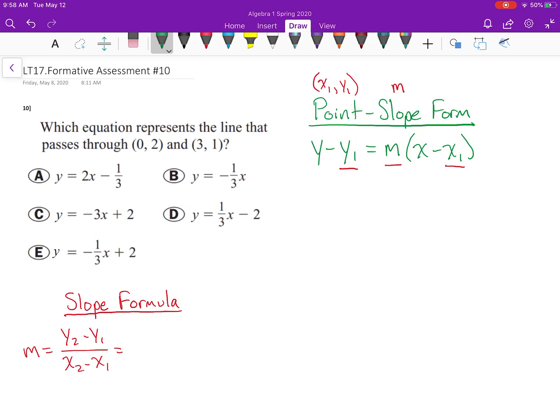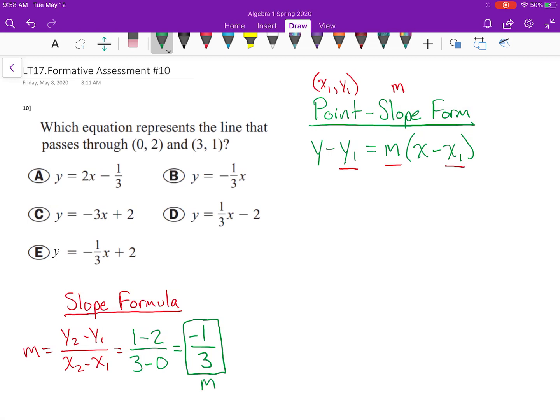Now if I substitute in the values that I'm given for those 2 points, y2 would be 1 minus y1, which is 2, over x2, which is 3, minus x1, which is 0. And if I do my math, 1 minus 2 is negative 1. 3 minus 0 is 3. I cannot simplify or reduce that in any way, so my slope for this line should be negative 1/3.